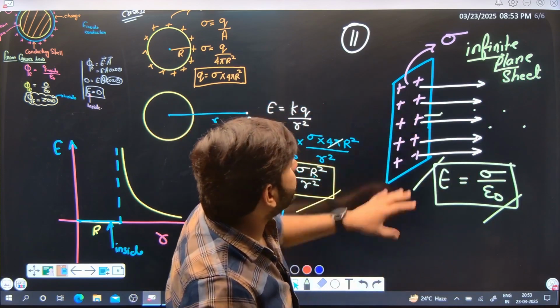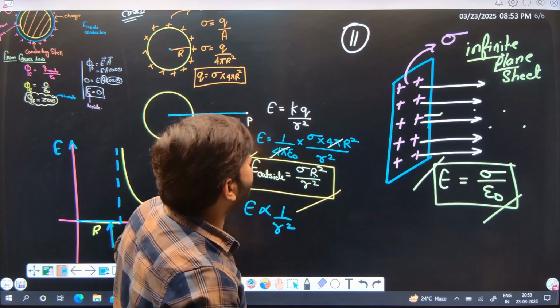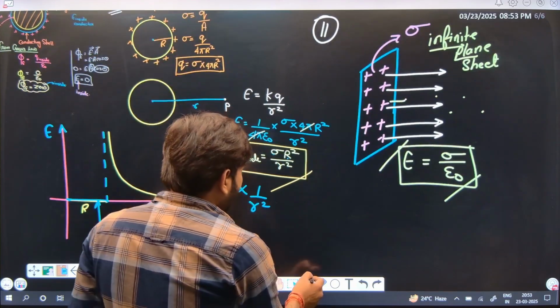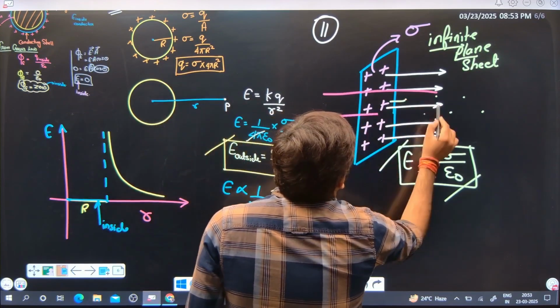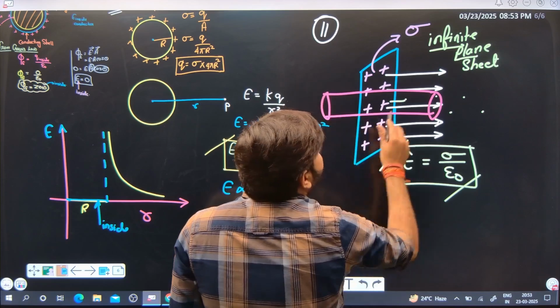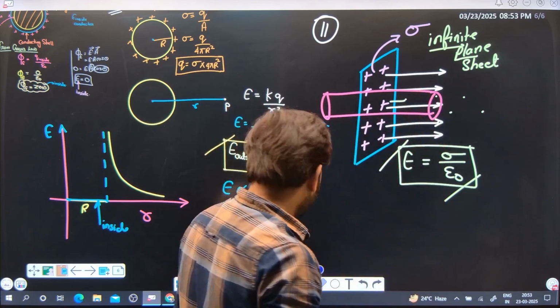So this is another very important application of Gauss law. And how can we make the Gaussian surface? We can make the Gaussian surface like this also. This is the Gaussian surface, or it can be cuboidal also.